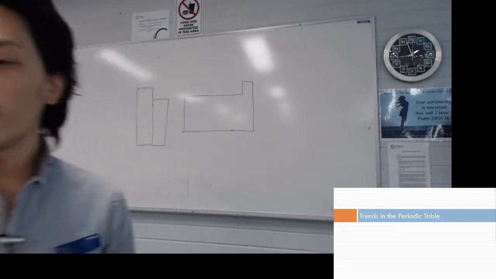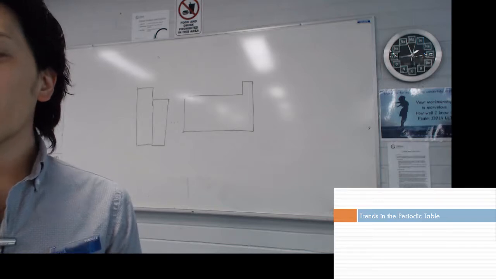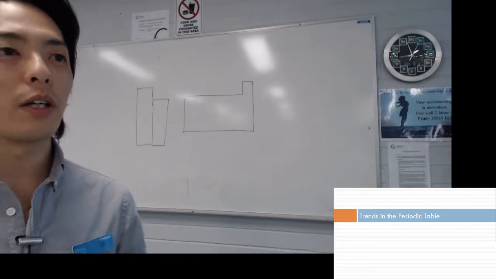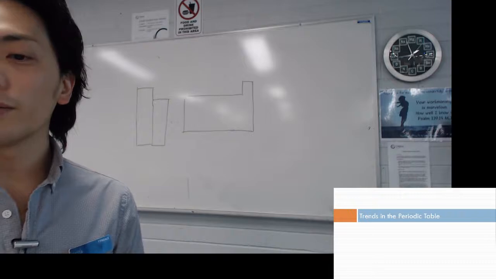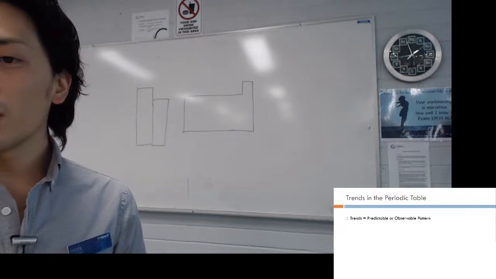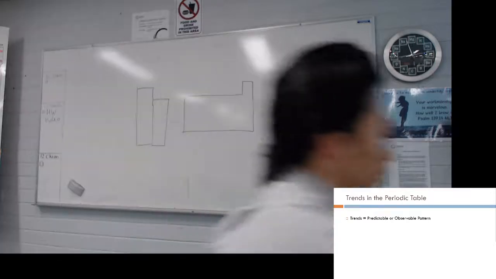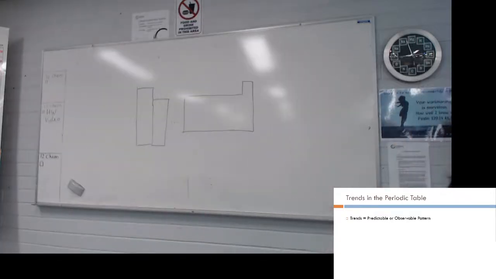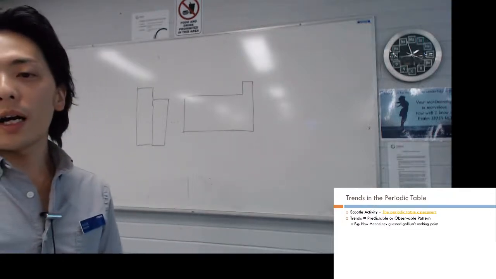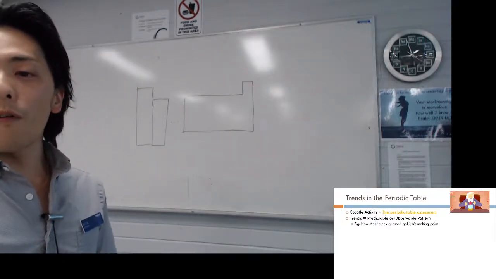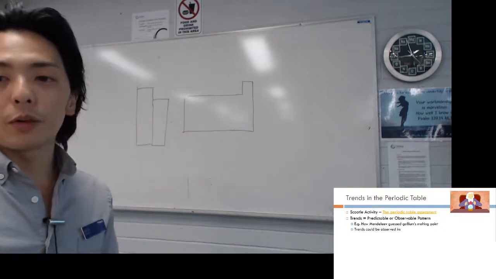So a whole heap of arrows will go in, and we'll use the word increase or decrease for those trends that we look at, okay? Good. Okay, so trends are something that you can observe over a period or within the group.